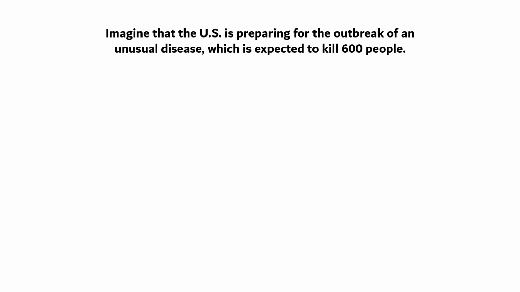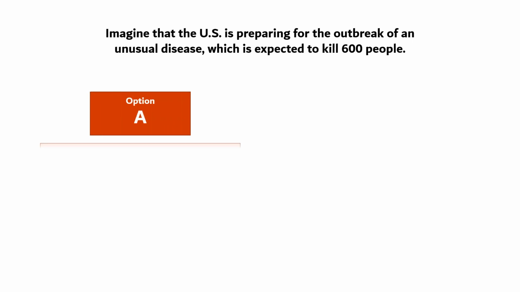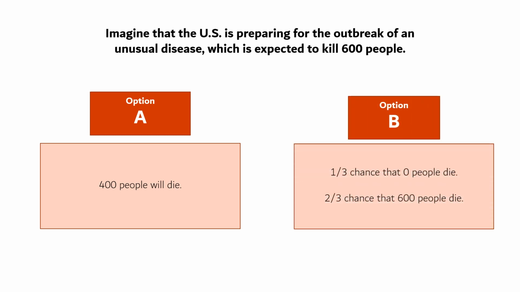As you're deliberating which plan to choose, your advisors burst in and say they got their numbers wrong. Here are the revised estimates. If we go with option A, what will really happen is 400 people will die. However, with option B, the advisors now believe there's a 1/3 chance that 0 people will die and a 2/3 chance that 600 people will die. It's time to make your choice. What'll it be? Option A or option B?